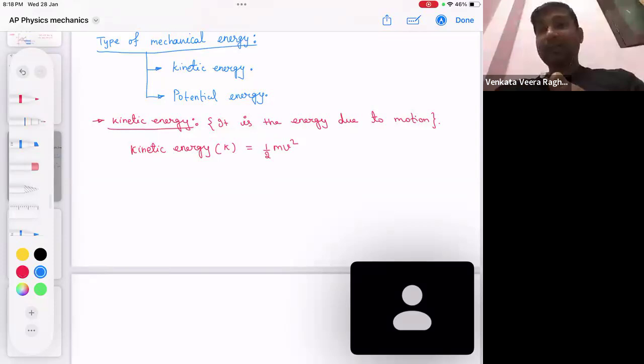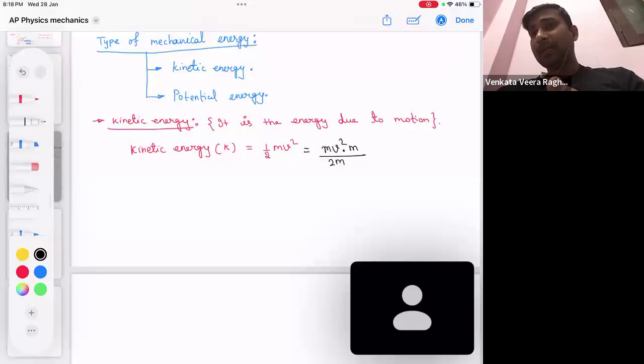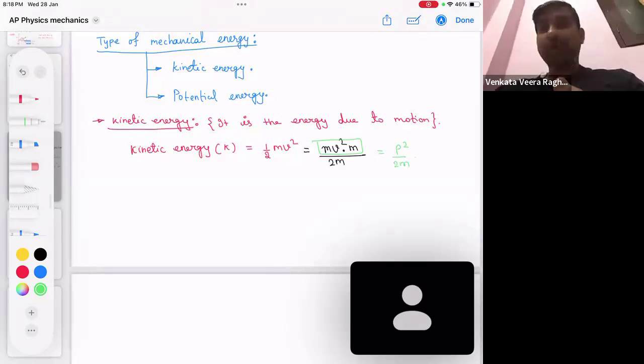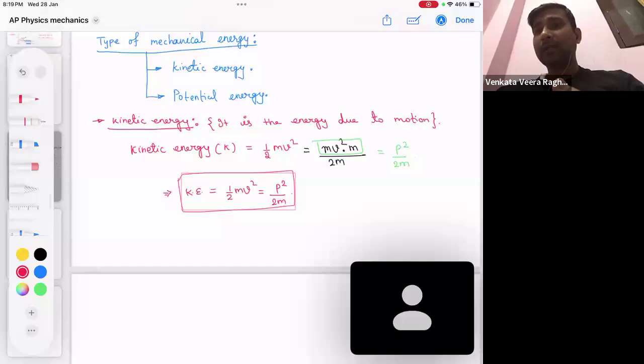It can also be written in a different form. What is the different form? See, the mv square we have can be multiplied by m and divided by m. And if you write it like this, you see what is written? m square v square. Is it the momentum? So p square by 2m. So the kinetic energy can be written as half mv square, or it can also be written as p square by 2m, where p is the momentum of the particle.